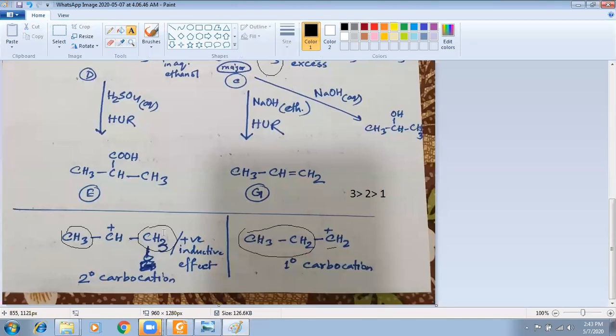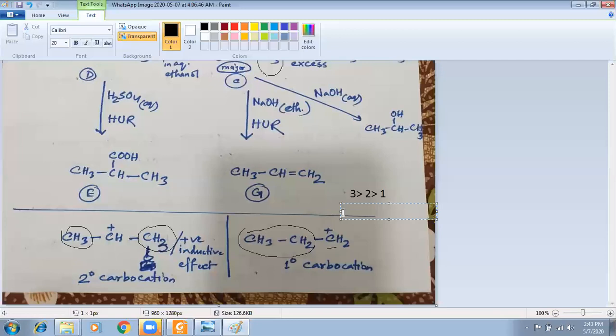And why is this happening? Because this alkyl group or methyl group is giving positive inductive effect. What is positive inductive effect? They are electron donating groups. Methyl groups are electron donating groups. So it gives the electron density towards the carbon center, so this positive charge is spread in a larger region. On the other hand, here we have only one alkyl group, so it is less distributed.